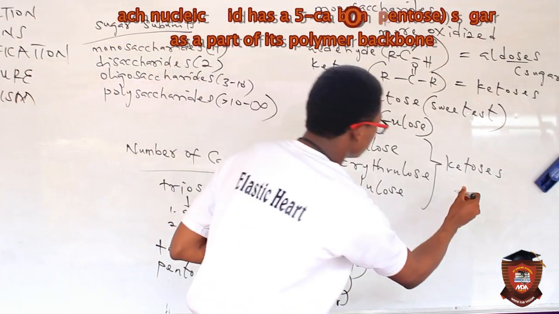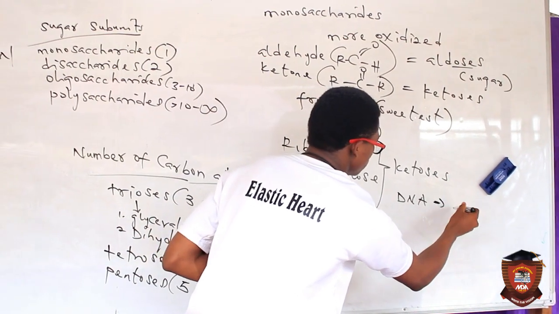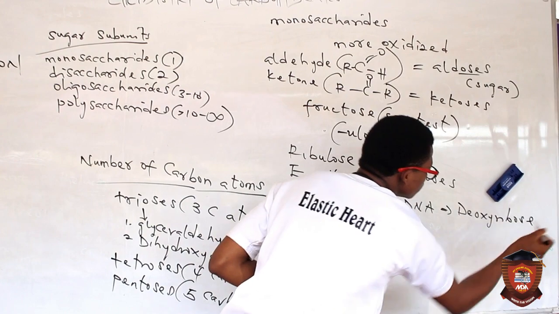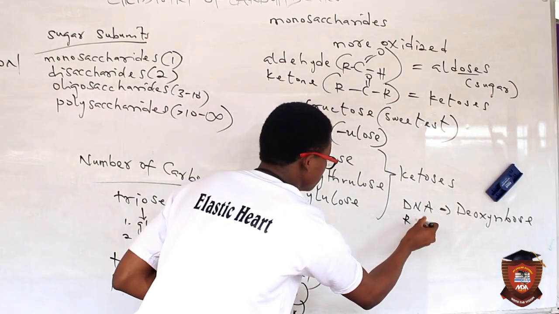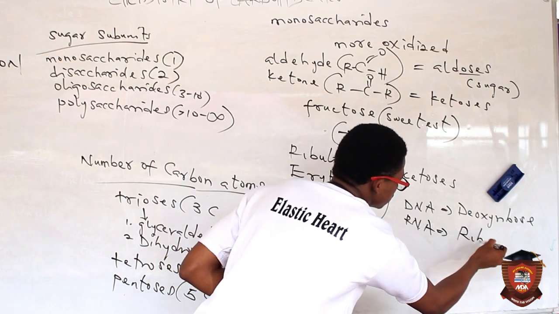So in DNA, we have deoxyribose, and in RNA we have the ribose.